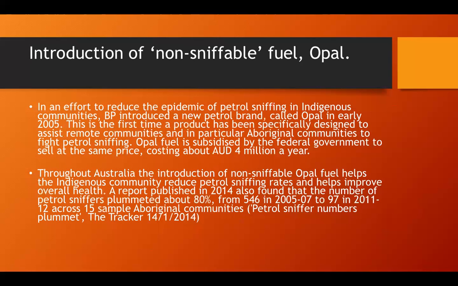So throughout Australia, the introduction of non-sniffable Opal fuel helps the Indigenous community reduce petrol sniffing rates and helps improve overall health. A report also found that the number of petrol sniffers plummeted by about 80%, from 546 in 2005 to roughly 97 in 2011-12. So that's a big change just since the introduction of Opal fuel. You could already see that the numbers are dropping. In 15 sample Aboriginal communities, petrol sniffing numbers obviously plummeted. This is from the tracker, done on the 14th of the 1st, 2014.